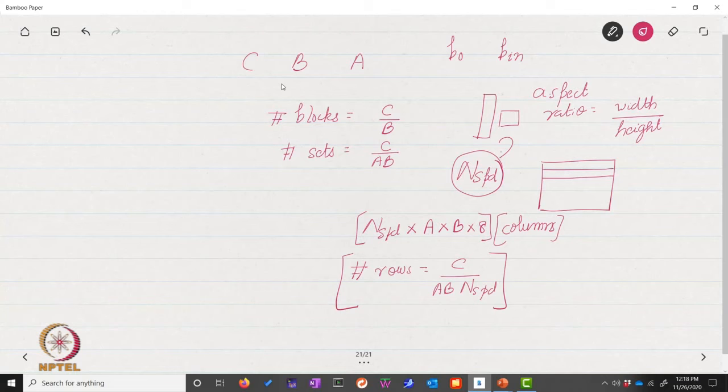So this is one of the parameters that our optimizer needs to find out, that is, what is NSPD. In earlier versions of Cacti, this had to be an integer, but now even fractional values are allowed, which means that part of a set can be in one row and the other part can be in the next row. So this will clearly give us the aspect ratio of the cache, whether it is more rectangular or squarish. Once, so this is an unknown, this needs to be found out.